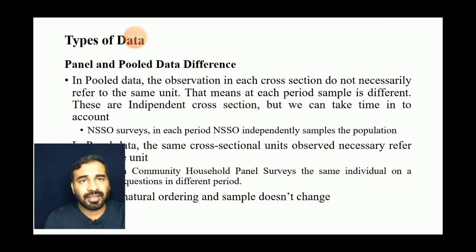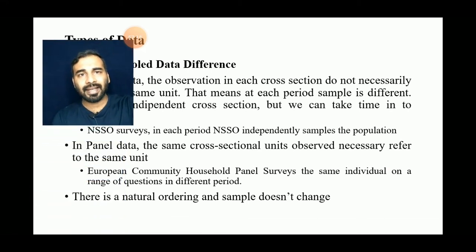In pooled data, the observations in each cross section do not necessarily refer to the same unit. It means that in each period the sample may be different. The samples are independent. That means last time they may have collected data from a household, but this period it is not necessary to collect the data from that household. The house may be different, time may be different. Clear? Yes. So the NSSO survey is just like pooled cross section data.